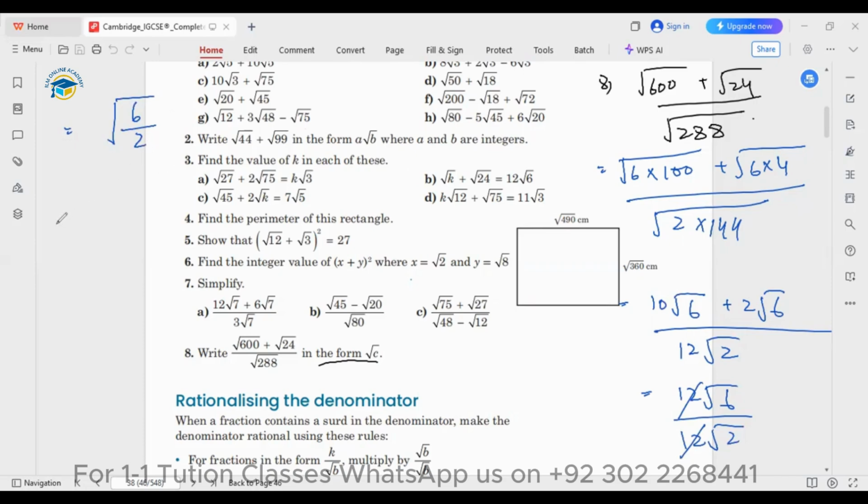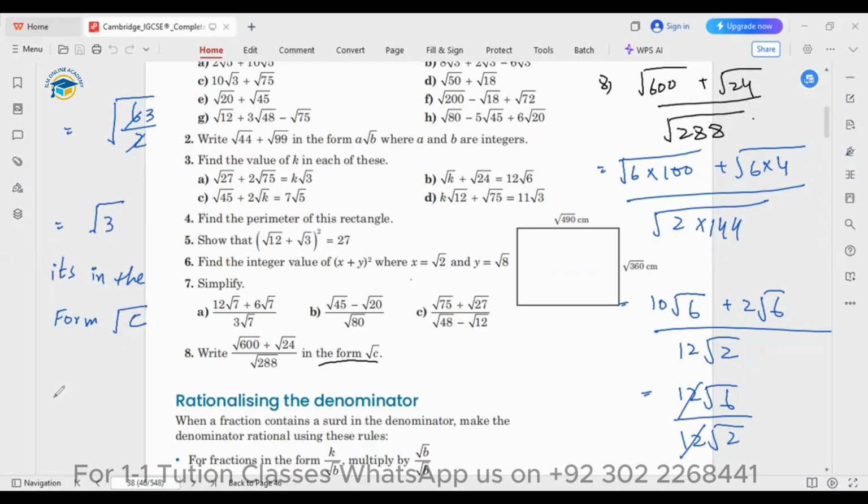So we can just make both of them in one square root. 6 divided by 2 is 3, so we are only left with square root c, square root 3. So that is basically the similar form. It's in the form square root c that they were asking us to find out. So this is your part number 8.